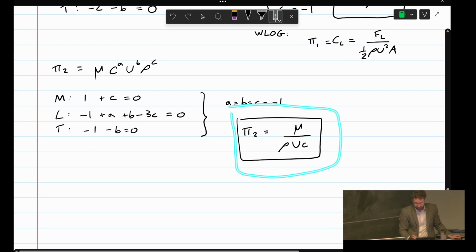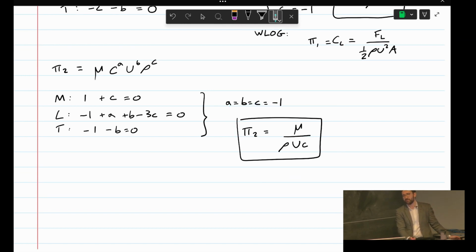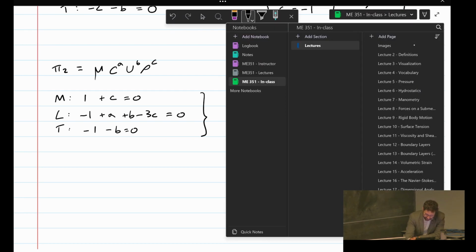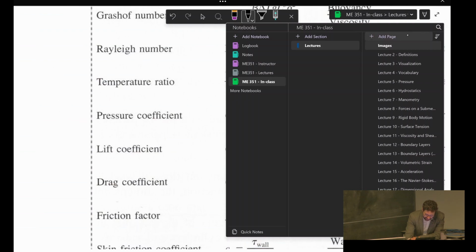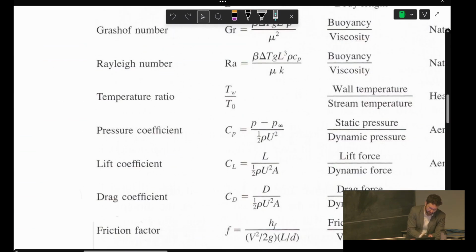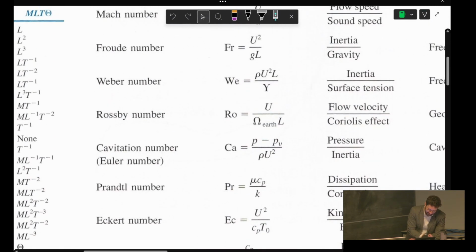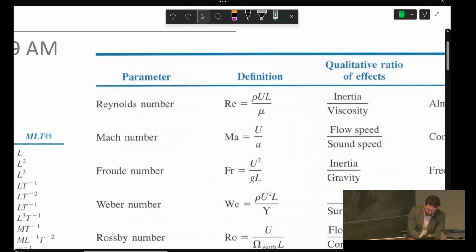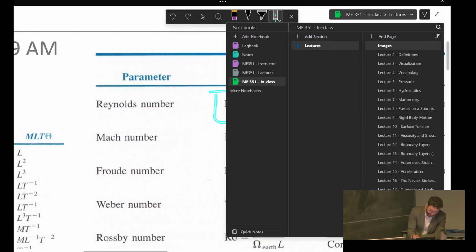It gives us mu over rho uc. So what does this number look like? Yep, it looks like 1 over the Reynolds number, right? So this is actually 1 over the Reynolds number. So when you get your non-dimensional thing, you come to this table. If you don't immediately recognize that it's 1 over the Reynolds number, you're looking for things that have rho, u, a length scale, and mu. Oh, that looks like the first thing in the table, which is Reynolds number.